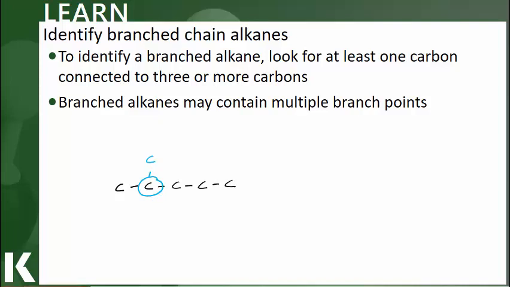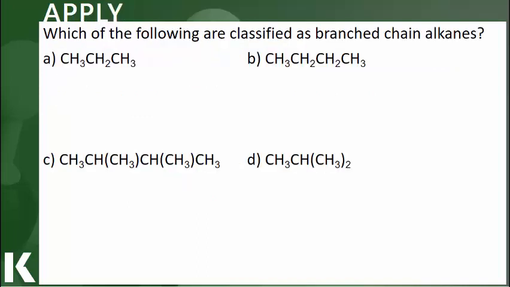Now, branched chain alkanes could have just one branch point, but if we were to add another carbon, notice now that we have 2 branch points. So let's take a look at some examples and identify some branched chain alkanes.